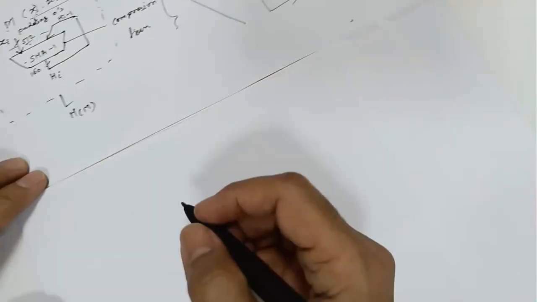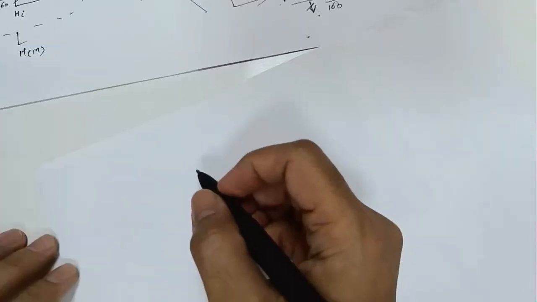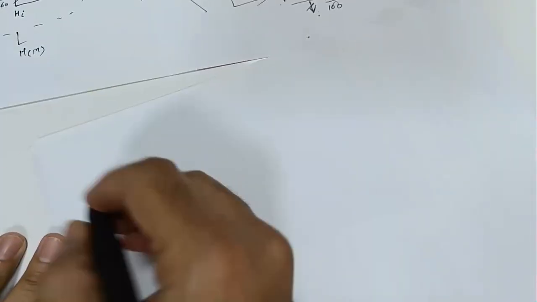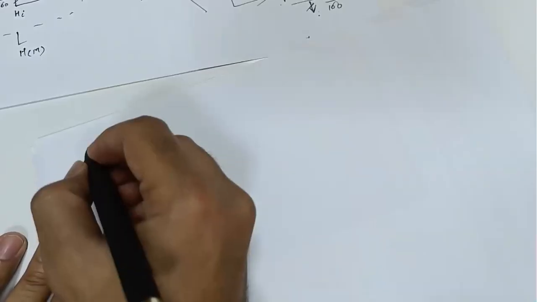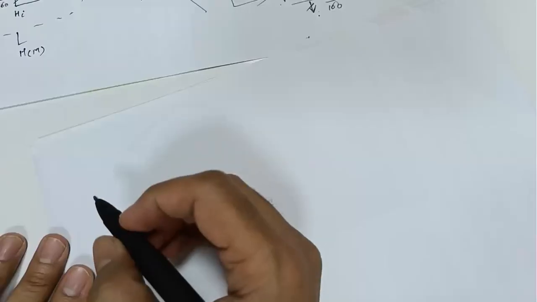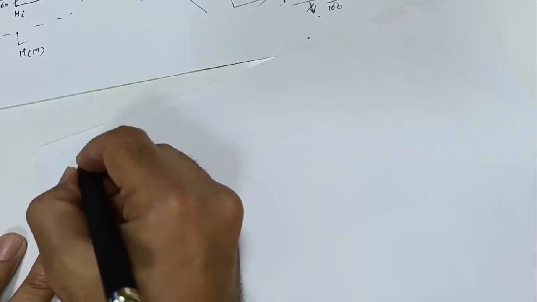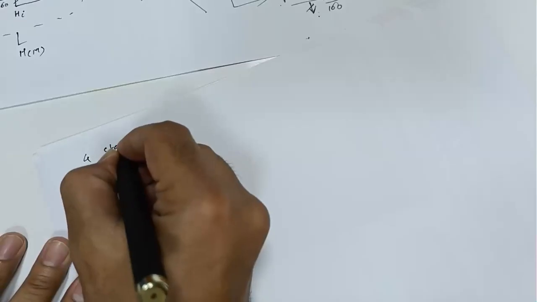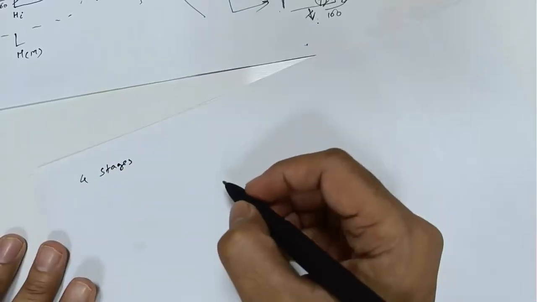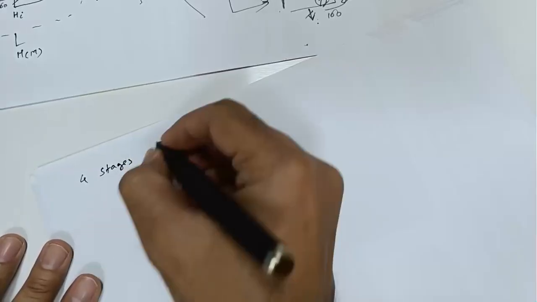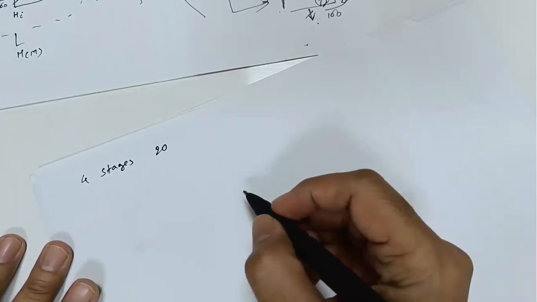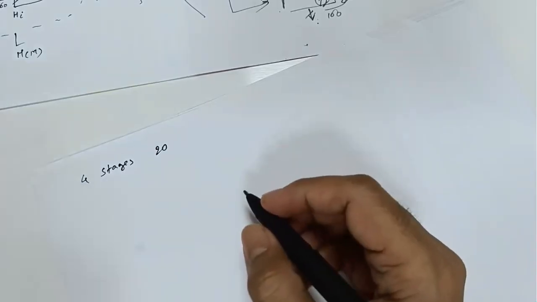Okay, now there are 80 rounds in the SHA. The 80 rounds are divided into 4 stages. Each stage is of 20 rounds, and that's how you prepare 80 rounds.